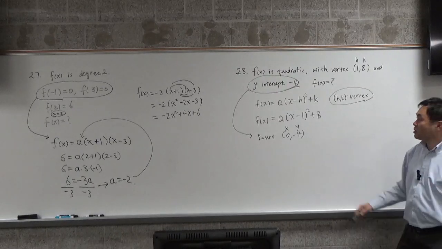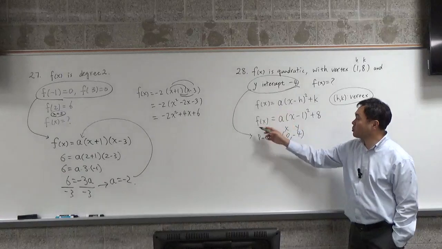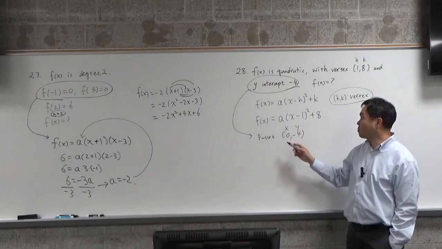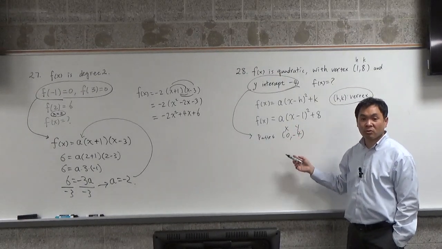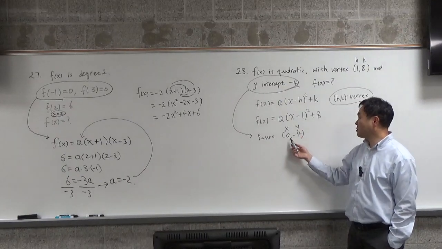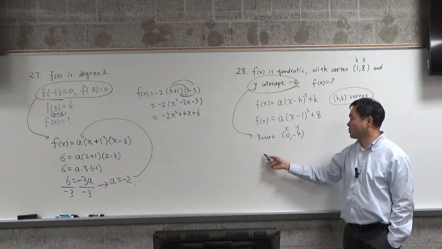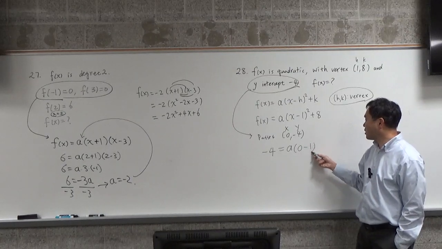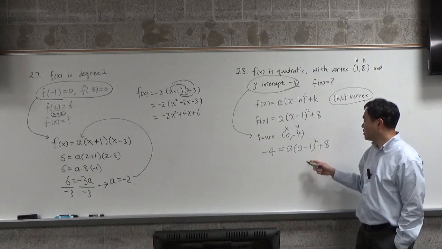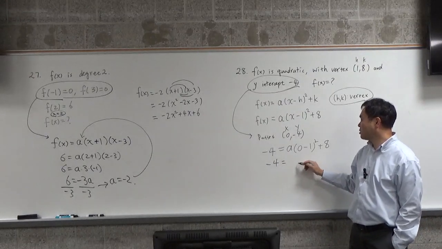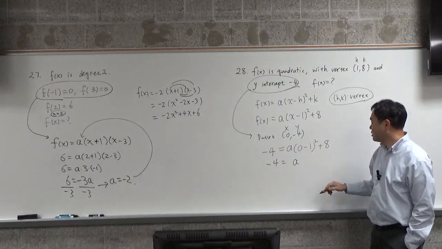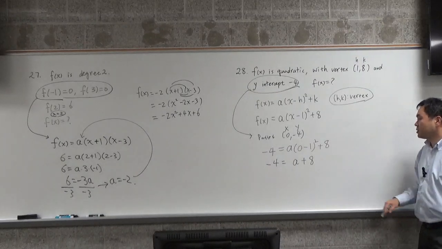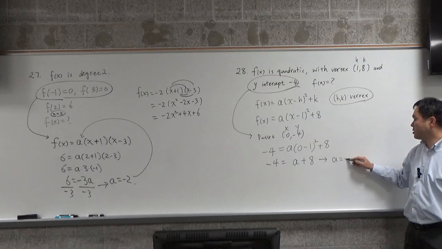Whenever you're given a formula where you have a constant that you don't know, often that constant can be figured out by knowing just a point on the graph. If you know the point on the graph, that unknown constant can be figured out by setting x as 0 and y as negative 4. So you have negative 4 equals a times 0 minus 1 squared plus 8. And now you have negative 4 equals a plus 8. Okay? And that gives you a as negative 12.